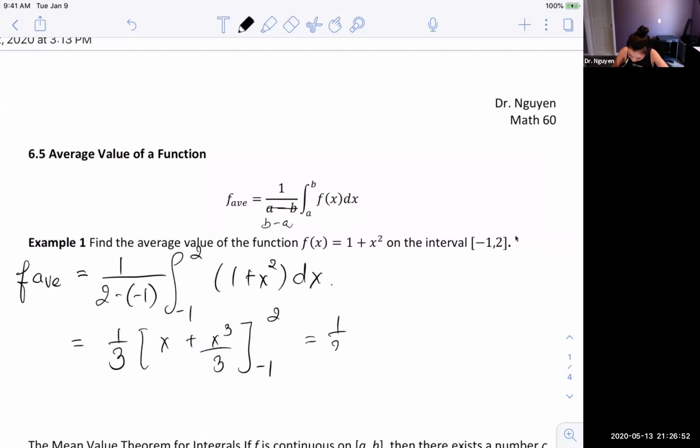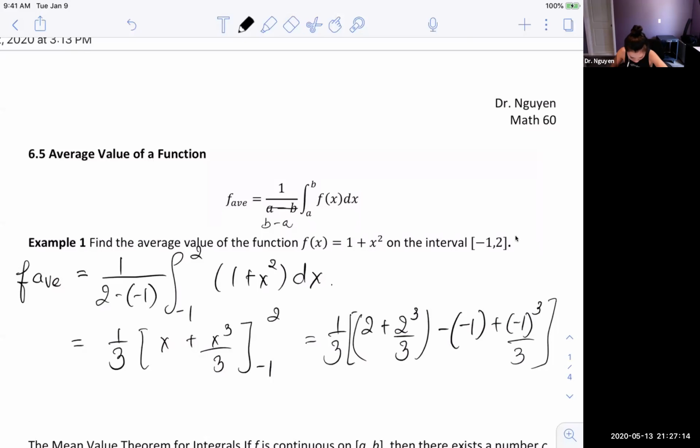So it's 1/3, and then you have 2 plus 2 cubed over 3 minus negative 1 plus negative 1 cubed over 3. So in the end, you're going to get 2. Okay, so it's straightforward, nothing special about it.